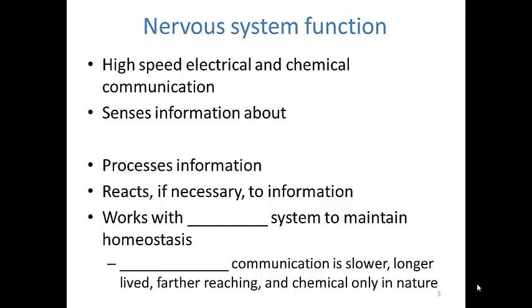The function of the nervous system is to perform high-speed electrical and chemical communication for the body. This is how we very quickly can send communication throughout the body. The nervous system helps us to sense information about both our internal and external environments. So right now you're sensing your external environment through things like your sense of vision and hearing and taste and smell, but you're also sensing information about your internal environment. Most of it you're not aware of. Most of that is subconscious. For example, right now your brain knows what your blood pressure is, but that's at a subconscious level.